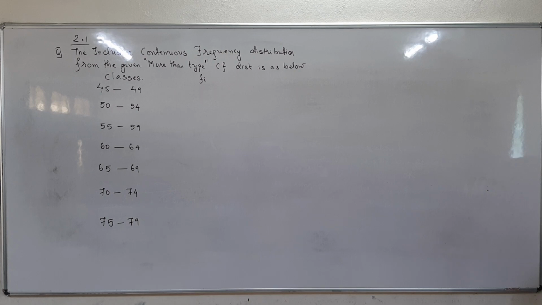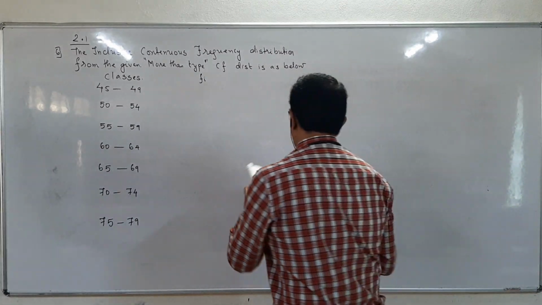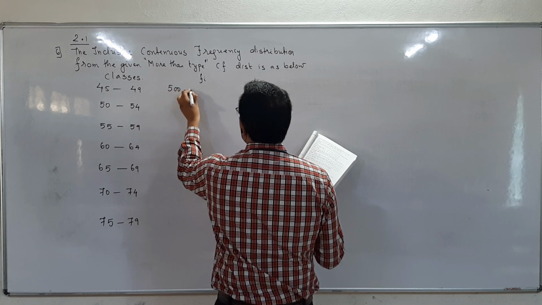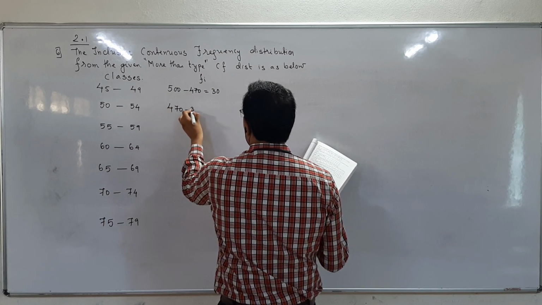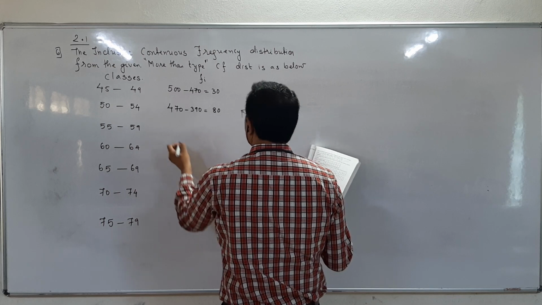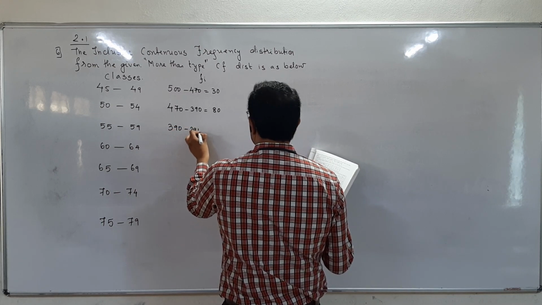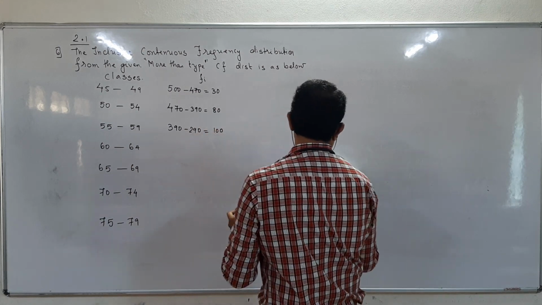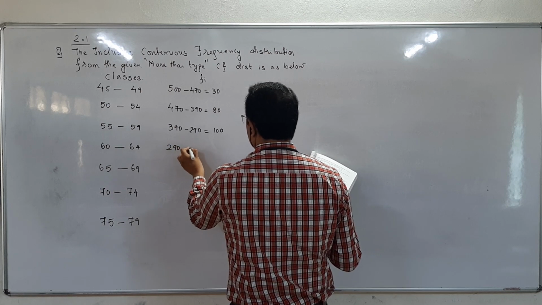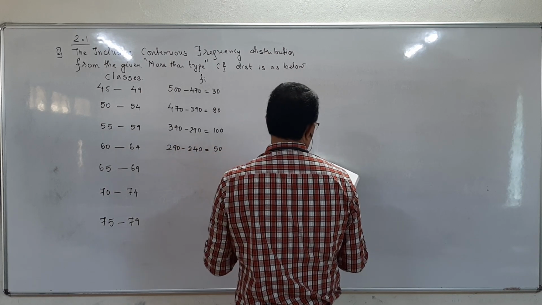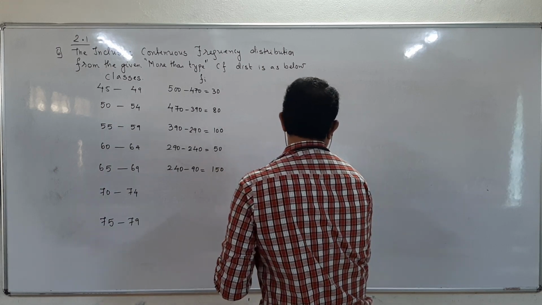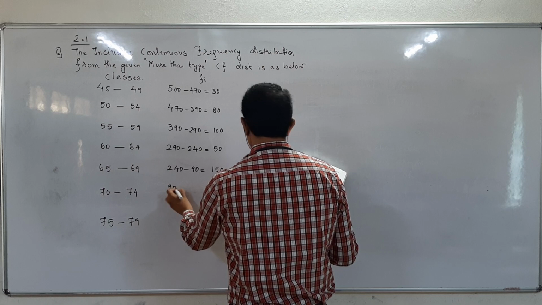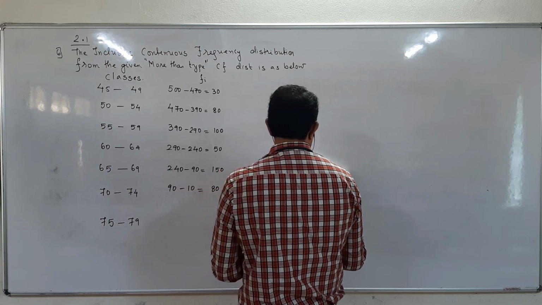Now, whenever students we have to obtain corresponding frequencies, just subtract the lower value from the higher value. So 500 minus 470, so this will be 30. 470 minus 390, so this will be 80. Then 390 minus 290, so 100. 290 minus 240, so this will be 50. Then 240 minus 90 will be 150. Then 90 minus 10 will be 80.